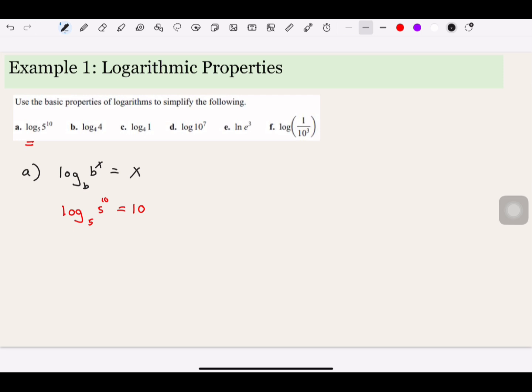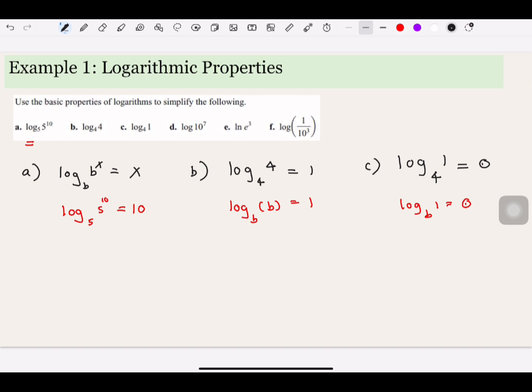Moving on, the second example, you are asked to take the logarithm of 4 with base 4. Again, we are going to use the identity log base b of b is equal to 1. So here the answer will be 1. Next, the third part. We are going to take the logarithm of 1 with base 4. We know that if you raise any number to the power 0, you get 1. So here the answer is 0. Again, I used the identity which says log base b of 1 is equal to 0.